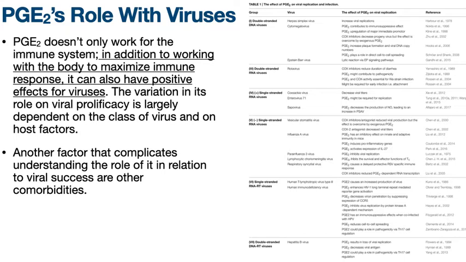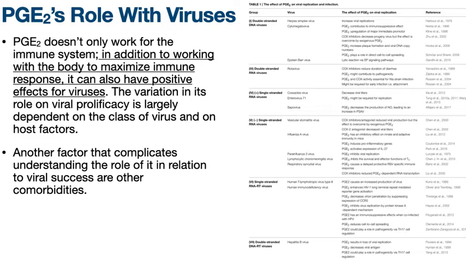So it doesn't just cause things to happen to the immune system, it also can do things to the viruses. So in addition to working with the body to maximize immune responses, it can have a positive or negative effect on viruses. So, you might have been thinking this whole time, oh gosh, PGE2 does all this work for us on our immune system. It's so great. Well, it also has an effect on viruses. It can help them out. The variation in its roles on viral prolificacy is largely dependent on the class of virus and the host factors.